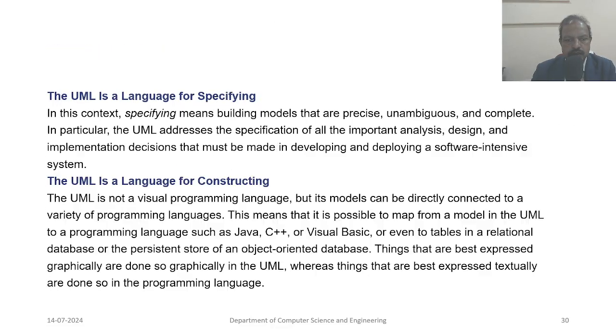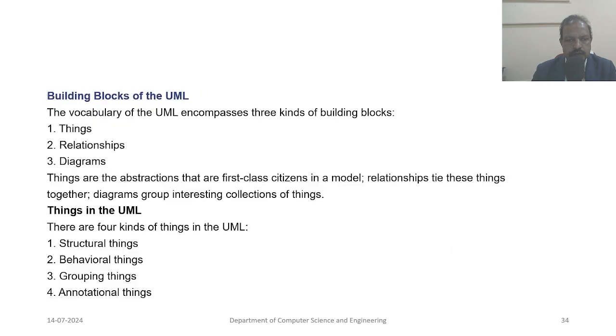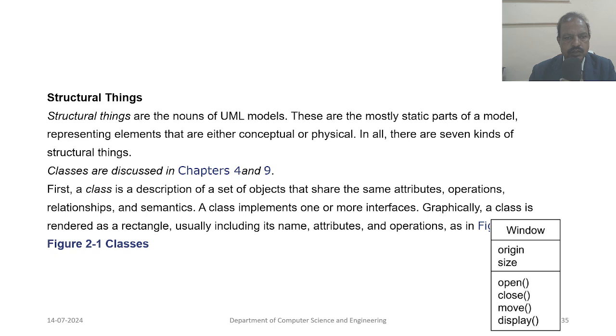These are things already covered in my previous lectures, and we are going for this. The building blocks in the Unified Modeling Language are three fundamental building blocks. One is the things, second is the relationships, third is the diagrams. Things are again further divided into four types: one is the structural things, second the behavioral things, third the grouping things, and fourth the annotational things. Is it okay? So building blocks are three: things, relationships, and diagrams. And things are further divided into four: structural things, behavioral things, grouping things, and annotational things.